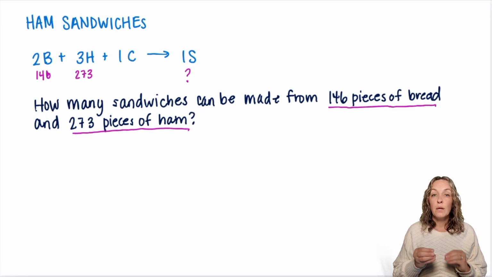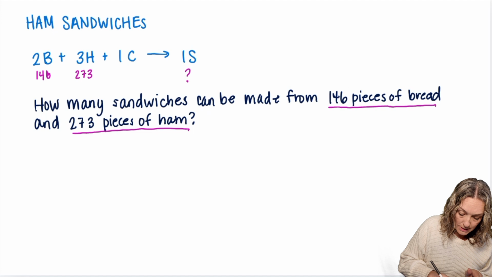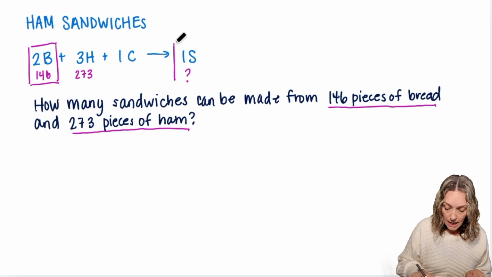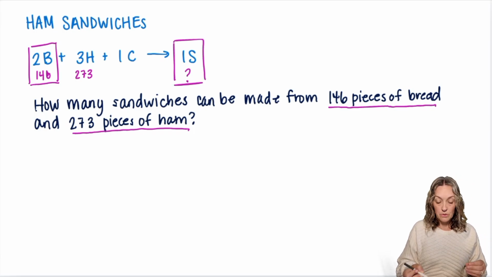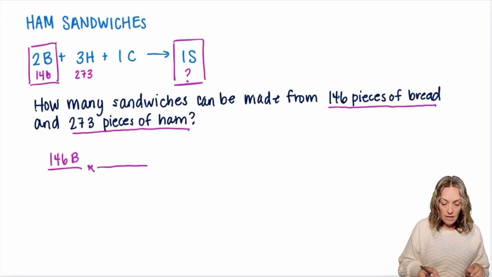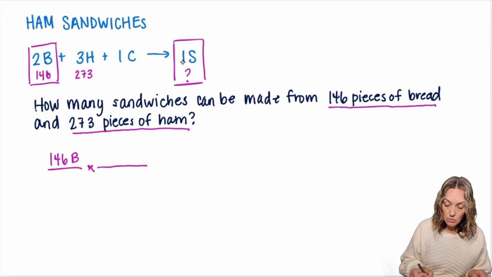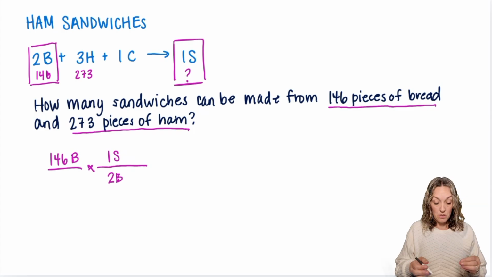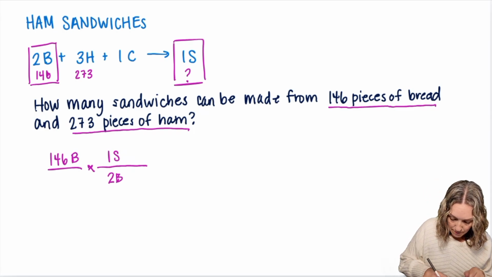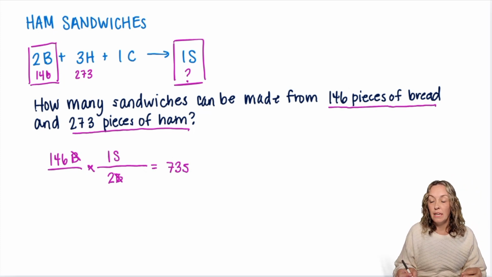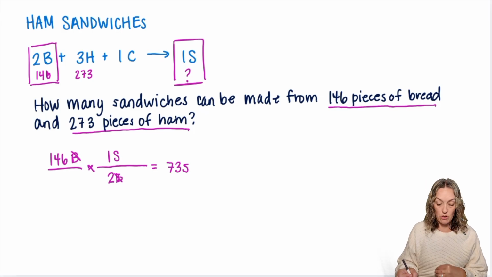What we're going to do is focus on one ingredient at a time. I'm going to focus on the bread first, and figure out, if I have 146 pieces of bread, how many sandwiches can I produce? I'm going to start with the number of pieces of bread. According to my recipe, there's a 2-to-1 ratio between the bread and the sandwiches, so I'm going to put 2 pieces of bread on the bottom and 1 sandwich on the top. That way my bread cancels out and I can solve. If I have 146 pieces of bread, I would be able to make 73 sandwiches.